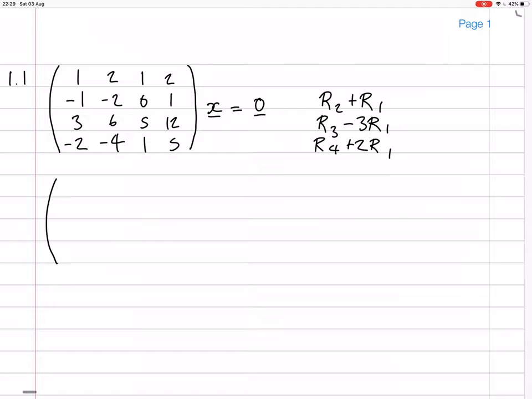Okay, first row is staying the same, second row is becoming 0, 0, 1, 3. Next row is becoming 0, 0 again, 5 minus 3 is 2, 12 minus 6 is 6, and then 0, 0, 3, 5 plus 4 is 9. Okay, cool.